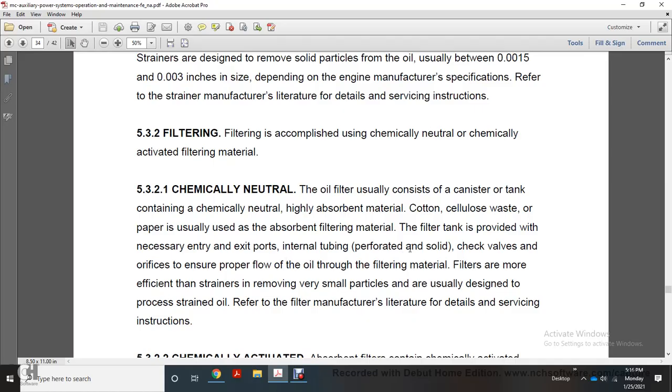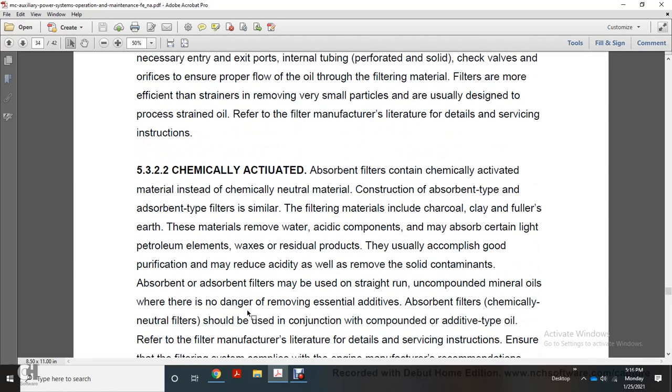Internal tubing is perforated, with check valves and orifices, to ensure the proper flow of oil through the filtering material. Filters are more efficient than strainers at removing very small particles and are usually designed to process strained oil. Refer to the filter manufacturer literature for detailed servicing instructions.